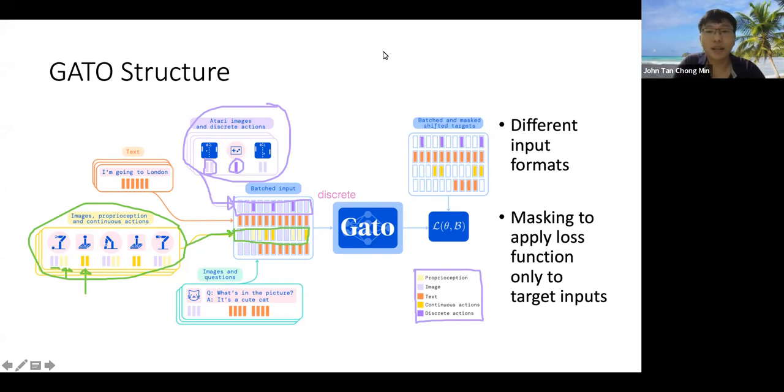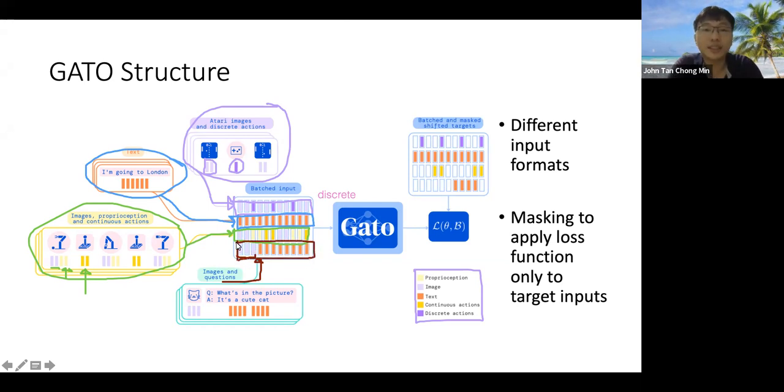Then we also have other things like text. So text is over here. If we have things like text, it's like, I'm going to London, and then you are supposed to continue the sentence. So this will be a text input. There are different ways you can put the input into GATO. And the last one is the chatbot. Not really a chatbot, but this is the image and question. So you have this image here, plus the text.